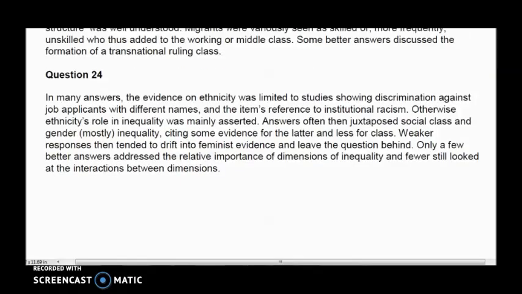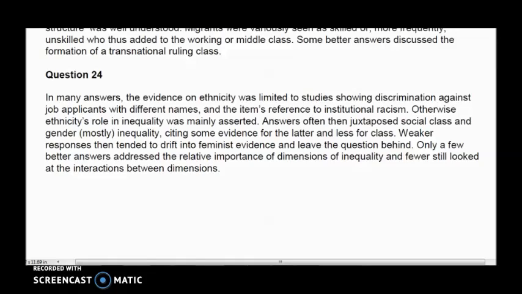Question 24, examiner report. So in many answers, the evidence on ethnicity was limited to studies showing discrimination against job applicants with different names and the item's reference to institutional racism. This is suggesting that you need to have a broader understanding of discrimination and the impact on ethnicity in a person's life. So go back to your notes on that one and just see if you can get wider contemporary examples in order to back that up. Otherwise, ethnicity's role in inequality was merely asserted.